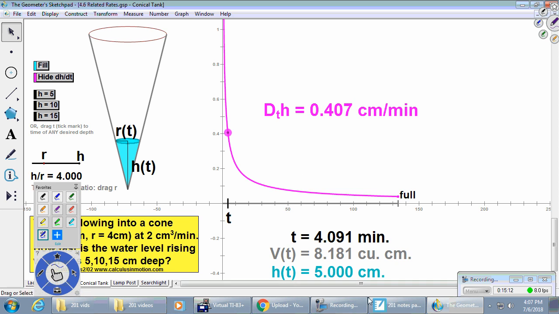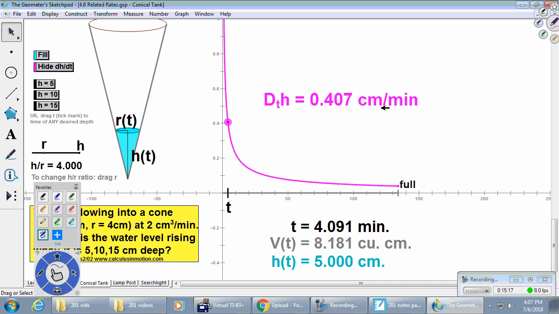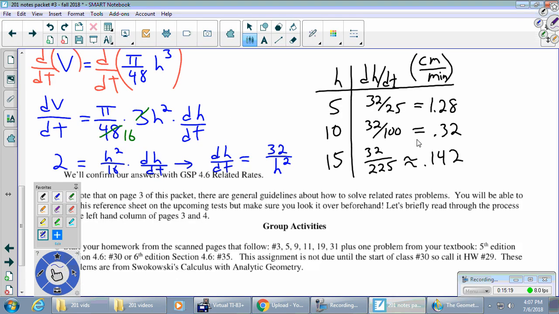0.407. Go. 0.407 centimeters per minute. That's not what we got, is it? We got 1.28. Let's pause and reconvene.